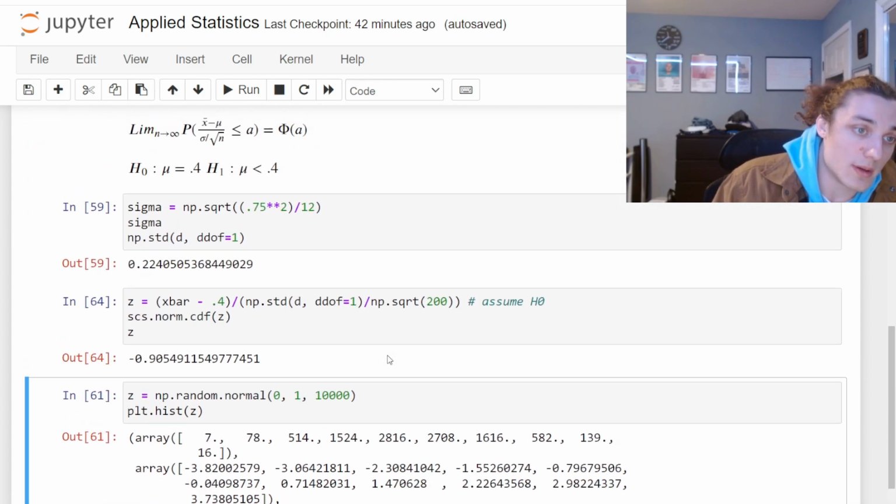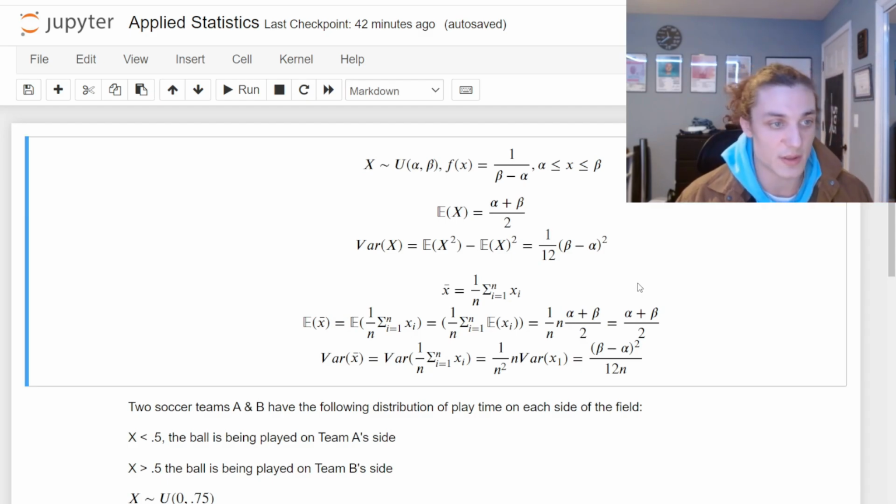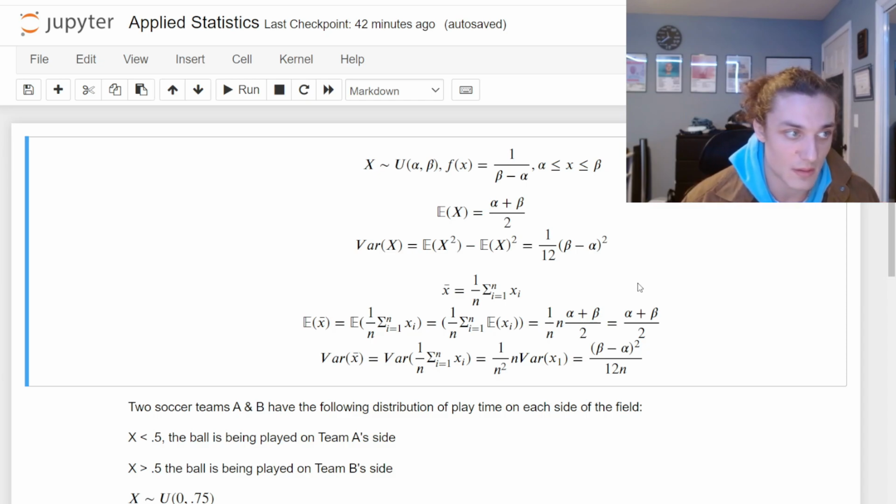So I hope you enjoyed this applied statistics example. Once again, most firms are going to ask you questions that are in a similar vein to this, applying probability theory and statistics, seeing if you actually understand these main ideas rather than just if you can talk about finance.